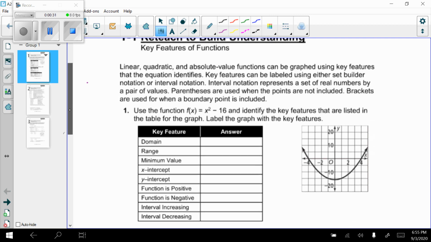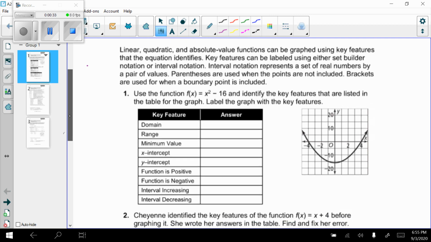This was where we learned about all of our transformations. Okay? So it tells you that the linear, quadratic, and absolute value functions can be graphed using the key features that the equation identifies. Key features can be labeled using either set builder notation or interval notation. Remember that we will be using interval notation. Interval notation represents your set of real numbers by a pair of values. The parentheses are used when the points are not included, and brackets are used when a boundary point is included.